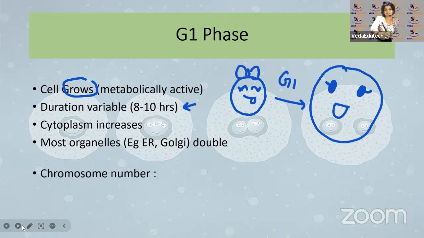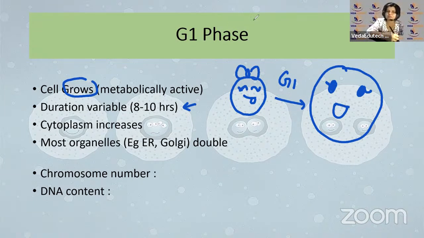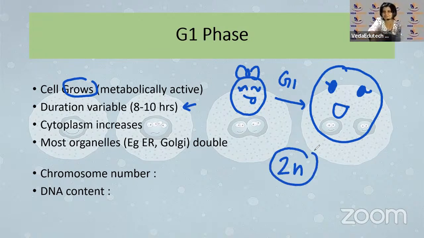What is the chromosome number in G1? See, any cell which is in G1 is simply growing, right? It is simply increasing in size. So nothing happens to the chromosomes. Chromosome number stays the same as you would see in a normal somatic cell, which is 2n. In all of the cells, chromosome number will be 2n. Now 2n for humans is 46.